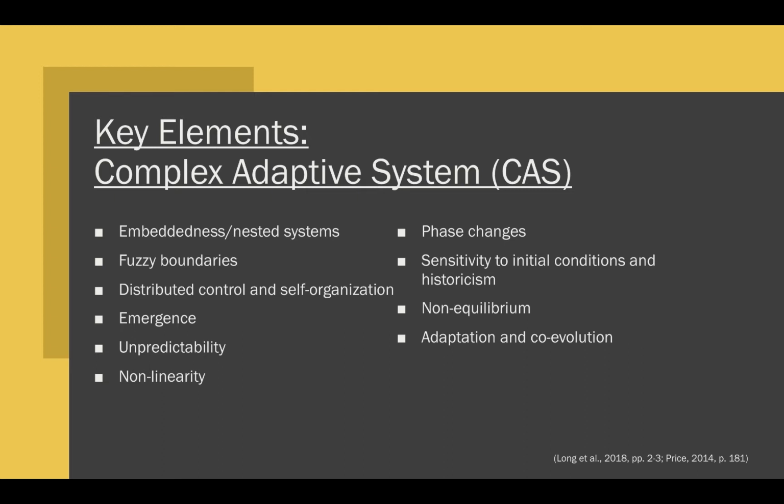Sensitivity to initial conditions or historicism. Future agent actions are affected by past changes in the system, leading initial conditions to exert a strong influence on system behaviors. Non-equilibrium. CASs are characterized by continual change and do not reach equilibrium. And finally, adaptive and coevolution. Agents and systems evolve together, reacting to changes in the context to ensure optimal functioning and survival.